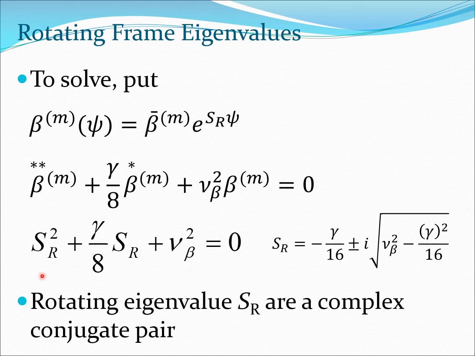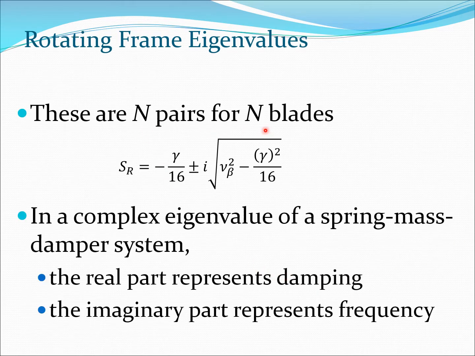So essentially now this particular characteristic equation must be equal to 0 for this system to have a non-trivial solution. And therefore this being a quadratic, I can immediately solve this in terms of s_R. So s_R would be negative gamma by 16 plus minus i root nu beta square minus gamma square by 16. Okay, so here we clearly see that the eigenvalues are a complex conjugate pair, and therefore this equation holds for blade number m. We obtain a pair of such roots. So there would be n pairs for n blades, and all the pairs would have exactly the same form.